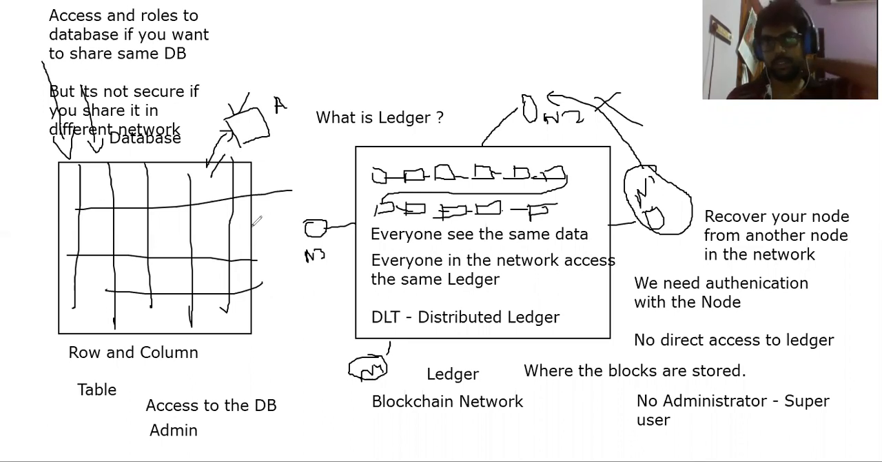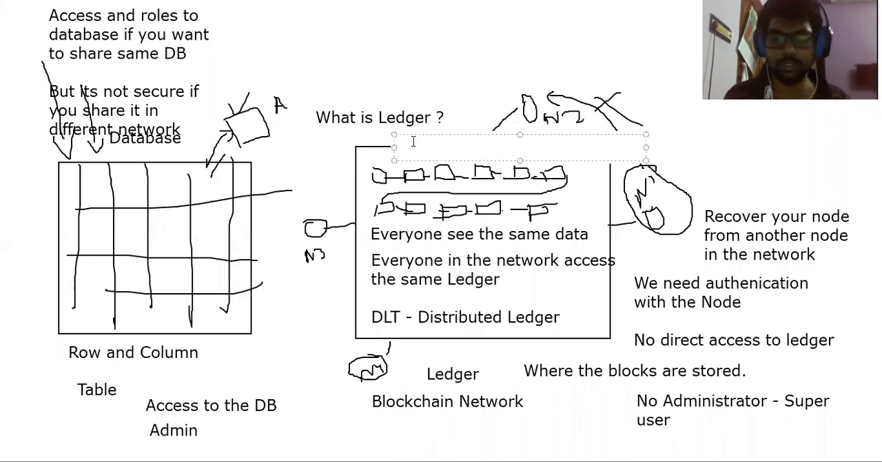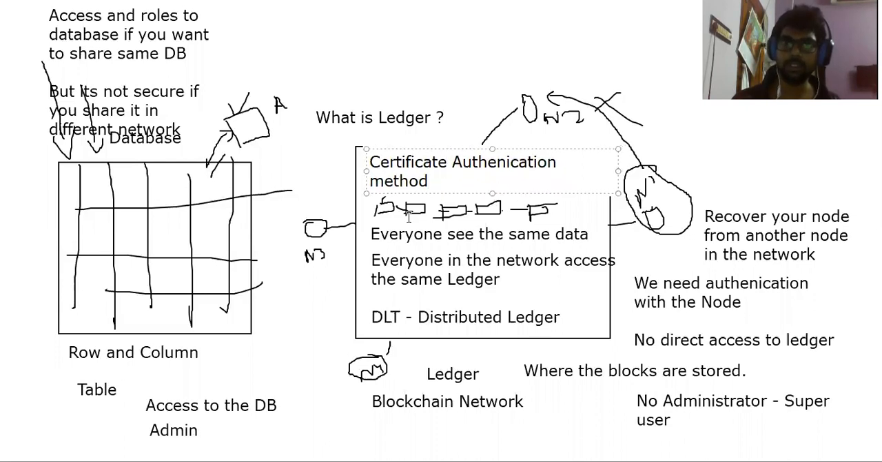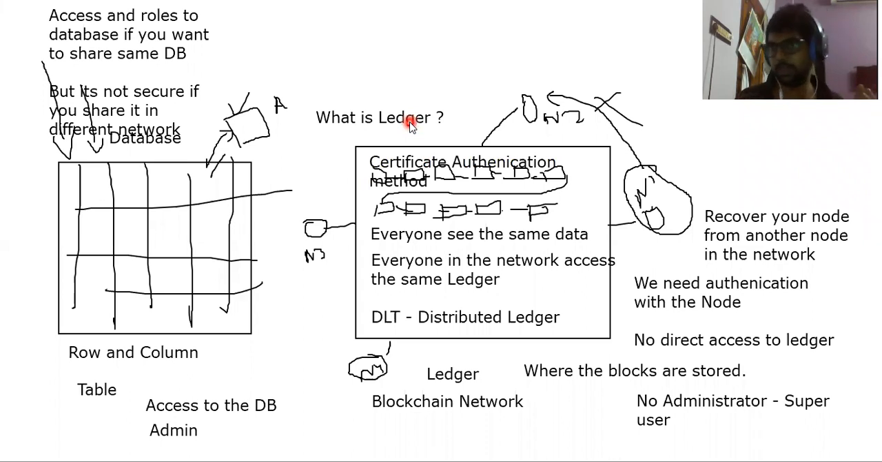But in ledger technology, for authentication we use certificate authentication. This certificate authentication method helps each one interact with each other. Even if you are in different networks, these nodes are authenticated with a certificate and connect to it. So I hope this gives a fair idea about ledger technology and how it is different from other databases.